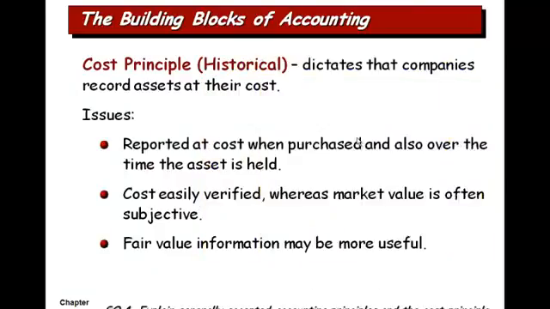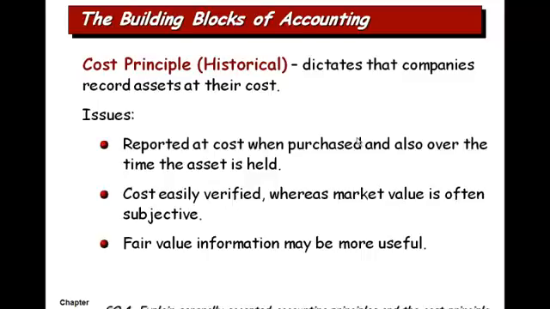Cost principle. This is pretty important. It basically dictates that companies record an asset at its cost. So if you purchase equipment at, say, $3,000, and the market value a year later is $7,000, we're not going to record it at $7,000. We record it at what we purchased it for originally. So the asset is reported at cost when purchased, and also over the time the asset is held.